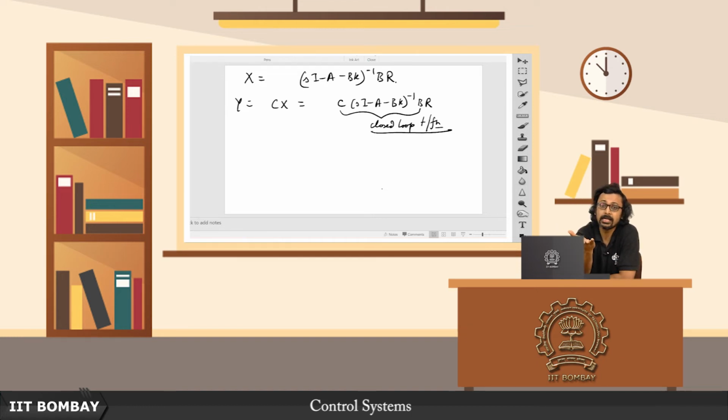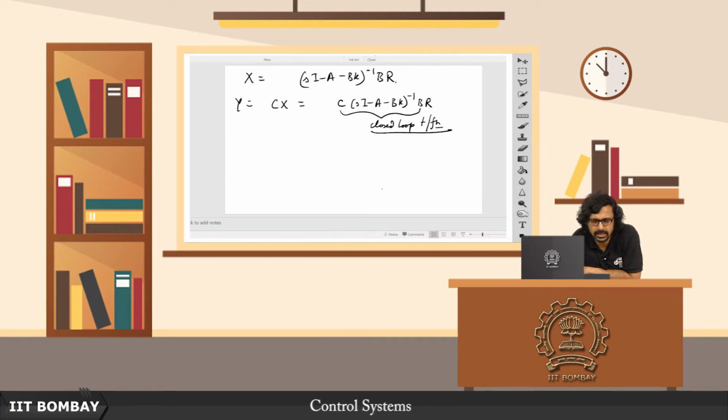You see, it is independent of this observer that I have designed, independent of those gains, those L's and the C term that enters here, right. This is only dependent on the gain that I have designed for the controller. So the presence of the observer does not affect the closed loop transfer function from the reference input to the overall output, okay. So that is the beautiful thing.